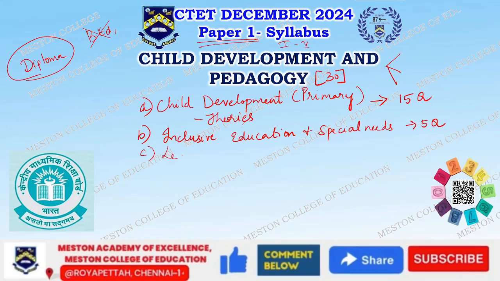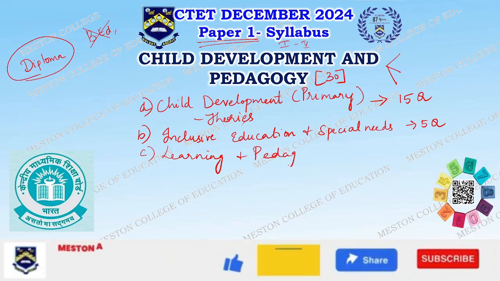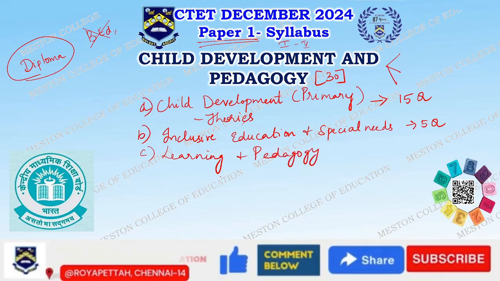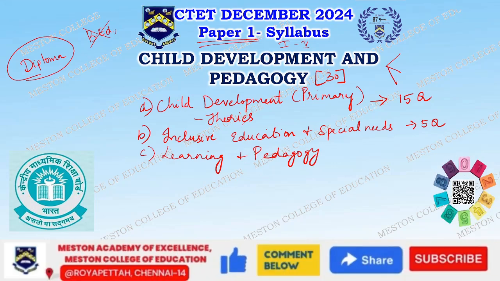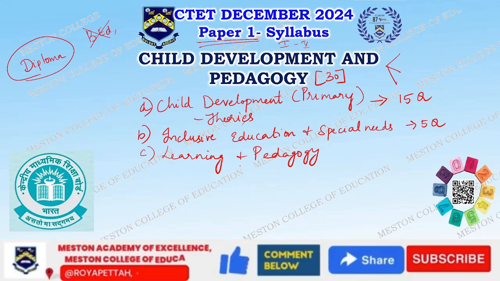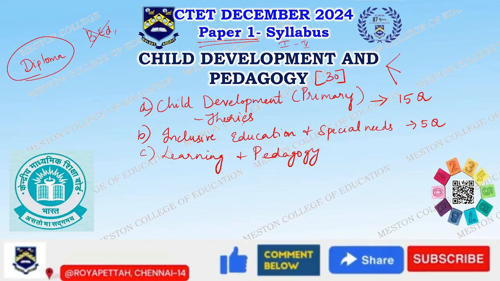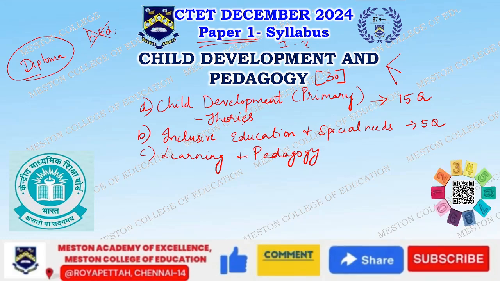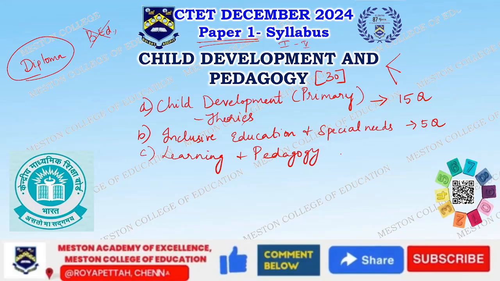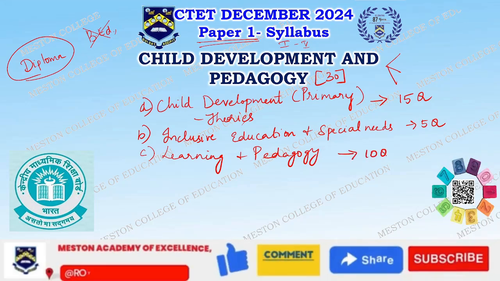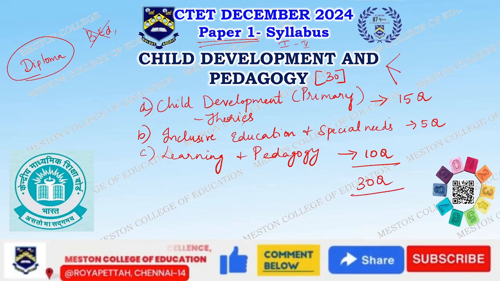The next one is learning and pedagogy. The third part is going to be learning and pedagogy. Under this, you will see the emotions of the children, how they think, how they learn, and why they fail to achieve success. Then we'll be learning about cognition, emotions, motivation, and learning. All these things will come here, and all of them are given in detail in the information bulletin. From this, 10 questions will be asked. So together we have 30 questions from child development and pedagogy.